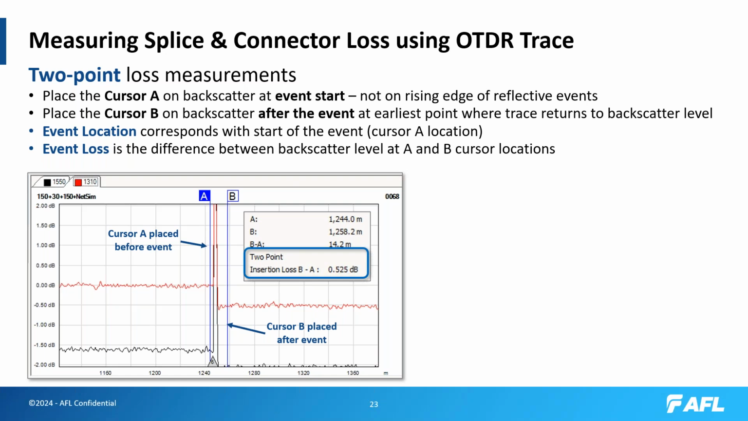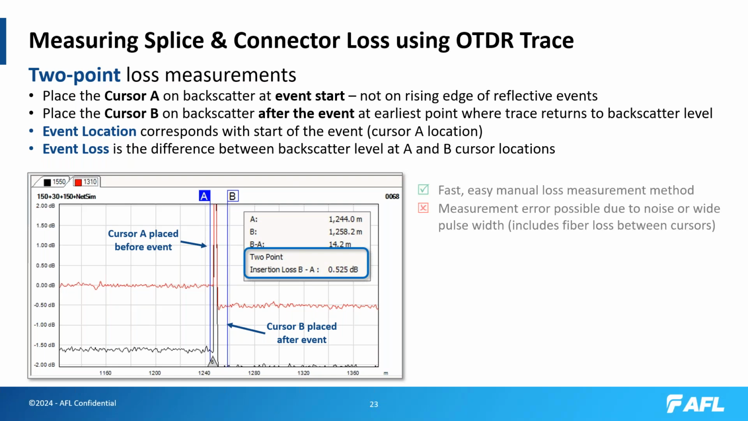Event loss is the difference between the backscatter level at the A and B cursor positions when you're making these 2-point loss measurements. It's a fast, easy manual measurement method, but it's subject to some error due to noise. And also, if you're using a very wide pulse width, your 2 cursors may be spread well apart, and your loss measurement would include loss due to the fiber itself between those 2 cursor positions.